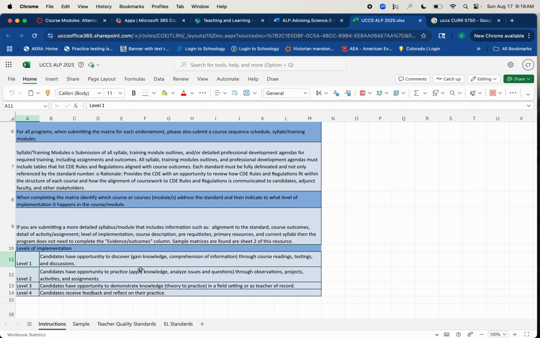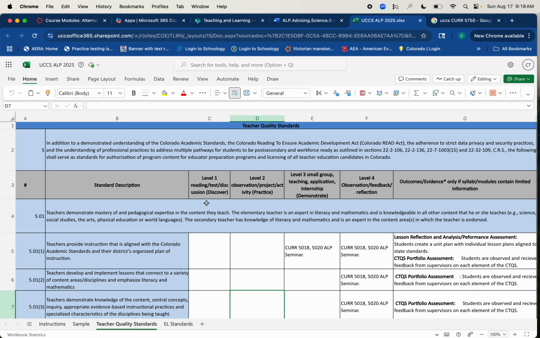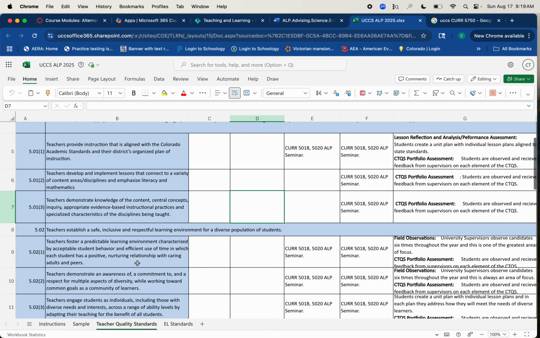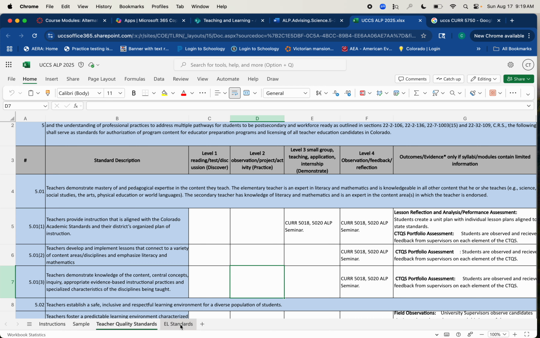Level 1 is candidates have the opportunity to discover, gain knowledge, and comprehension of information through course readings, testing, and discussions. So that's the most common activities; the more common activities in your courses probably fall under level 1. So if you have level 1 activities, you'll be looking at this column, and you'll enter your course number and name in there. If you have an activity or assignment or reading that covers one of the 17 elements, of course, read through them all and figure that out, and check the EL standards as well.